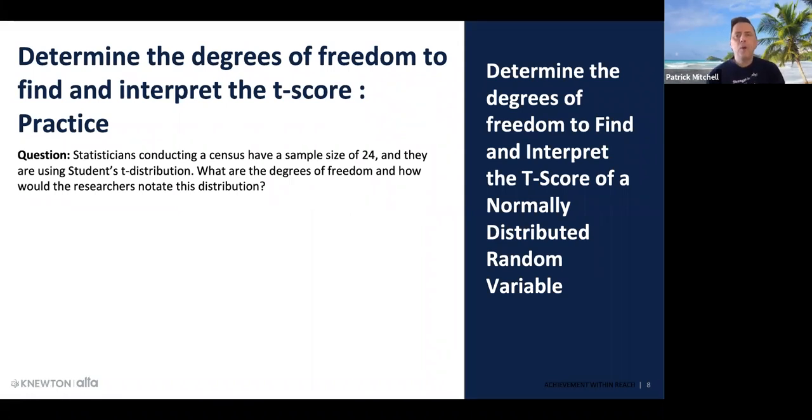All right, here's one that you can try if you'd like to pause the video. It's pretty easy. You might have already done it. Statisticians conducting a census have a sample size of 24, and they are using a student's t-distribution. What are the degrees of freedom, and how would they notate this distribution? Well, of course, since the sample size is 24, that means we have 23 degrees of freedom, and we would notate it like this.